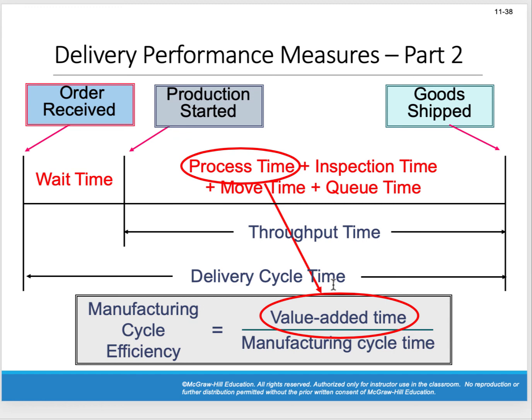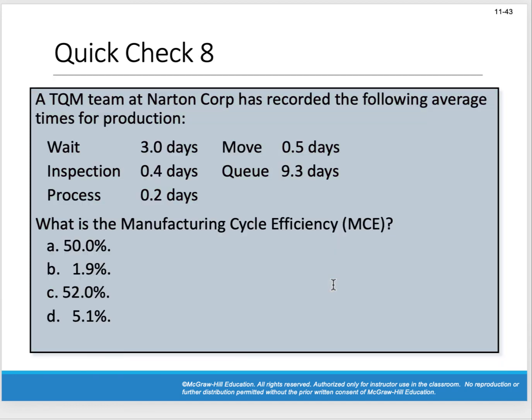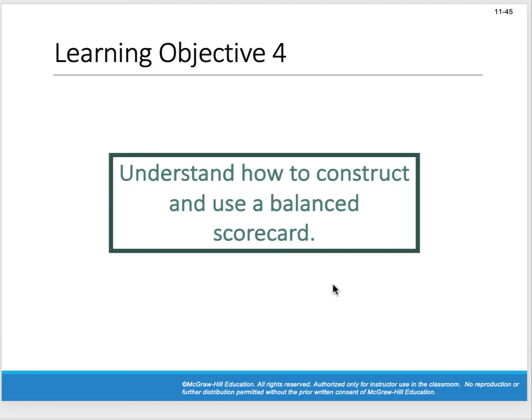So, how do we calculate manufacturing cycle efficiency, meaning how efficient are we managing the operations from ordering or receiving an order to delivering the good? To figure that out, we take the only value-added time, which we already said is process time, and we divide it by the manufacturing cycle time. We'll go through some of these when we go through some example problems.